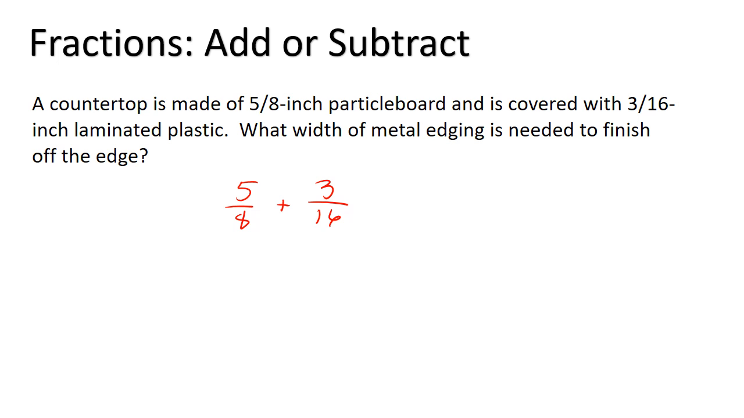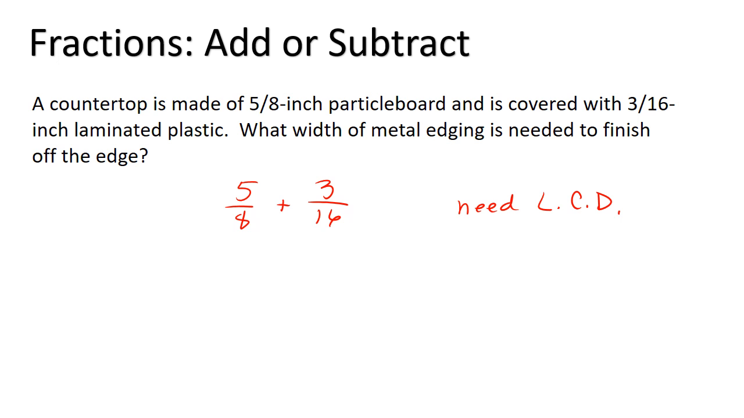Well, you have to get the total depth of the kitchen counter to figure that out. So you have to add up the width of the particle board and that of the laminated plastic to figure out how wide that metal needs to be. So we need to add these two fractions. Remember, when you add fractions, though, you need something we call the LCD, which is least common denominator. When you look at 8 and 16, always look at the larger number and see if that will work as the least common denominator. If it doesn't, you could multiply the two denominators.